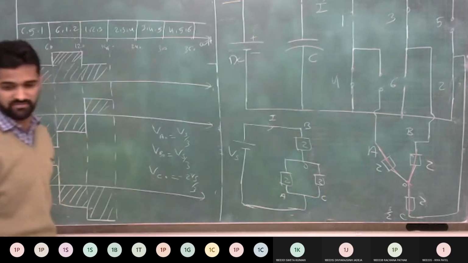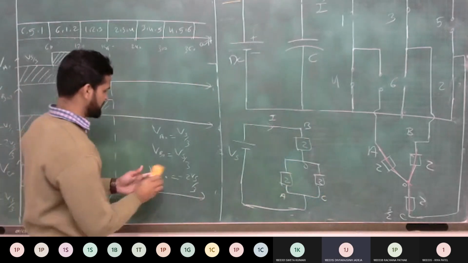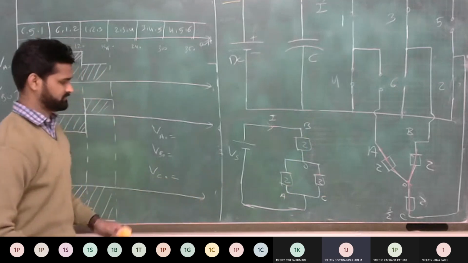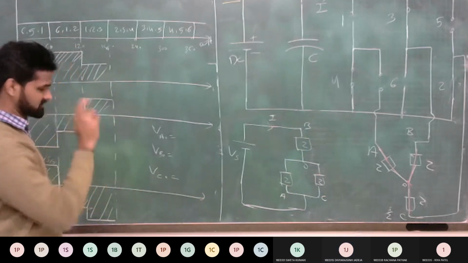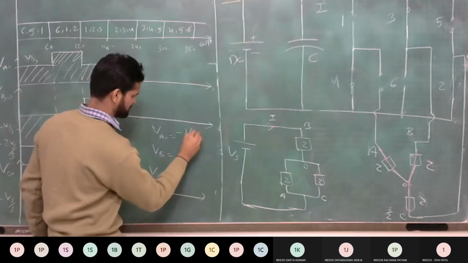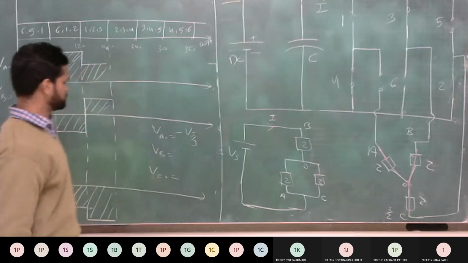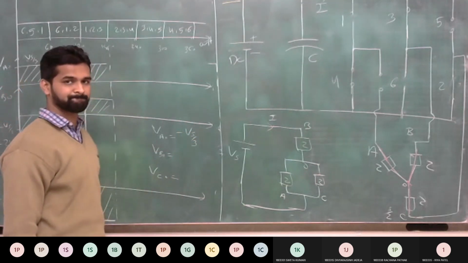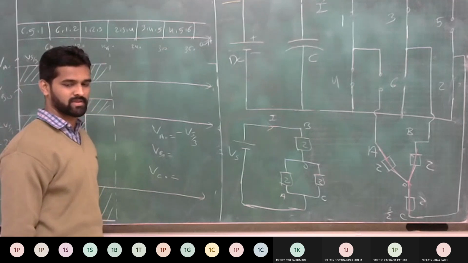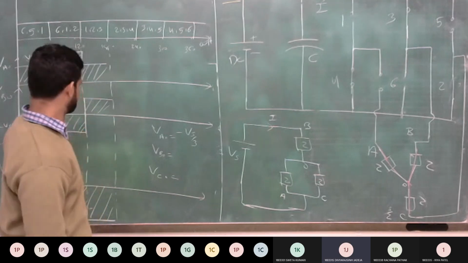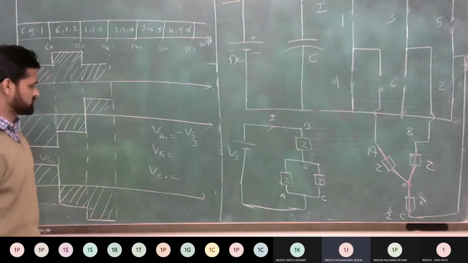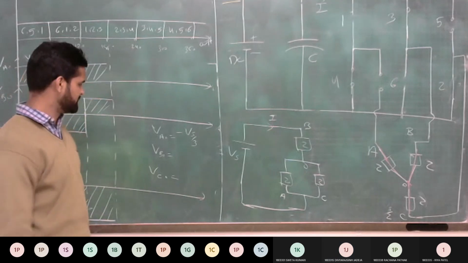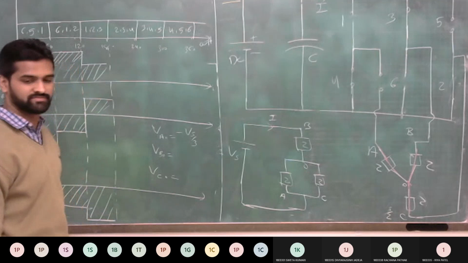Now give the answer, 15 number. What is the value of VA0? Sir, minus Vs by 3. Yes, minus Vs by 3. Then VB0. Also minus Vs by 3? No, sir. Wait. Take your time. Calculate. Thereafter give me the answer.